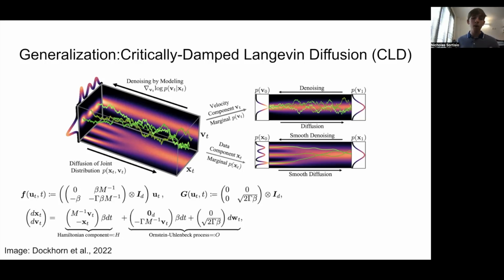And that is done in part by getting on the critically damped, so the threshold between overdamped and underdamped Langevin dynamics, by setting this gamma, this friction term, in an appropriate way next to this mass. It's a hyperparameter. And so you can decompose that into this Hamiltonian component that you can simulate using whatever your favorite simulator is, and then this Ornstein-Uhlenbeck process that we already know how to solve.